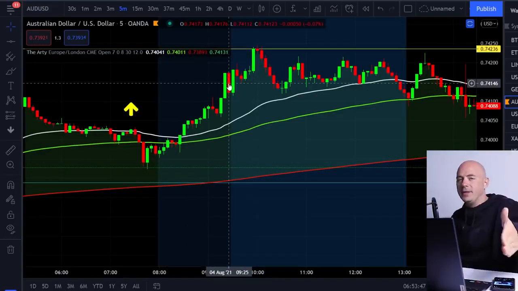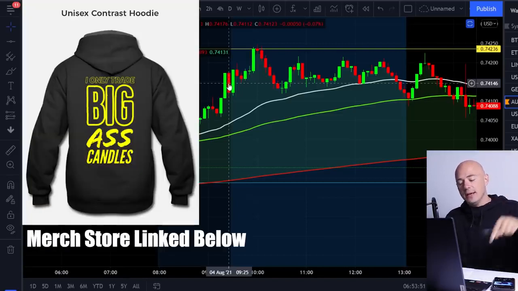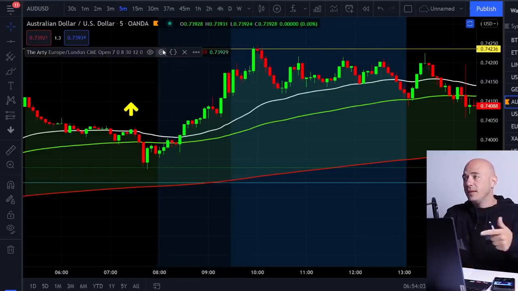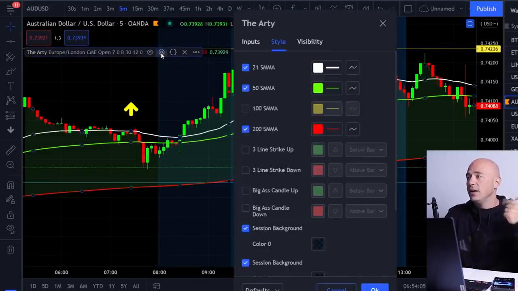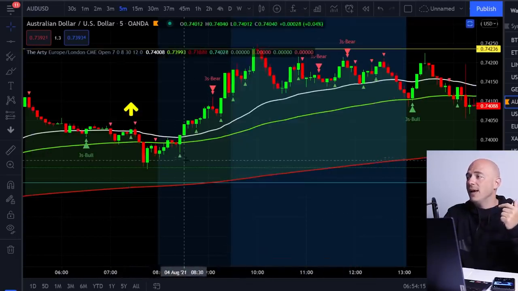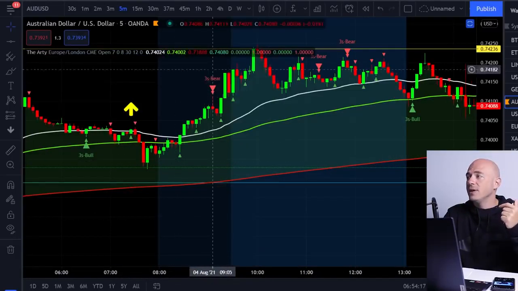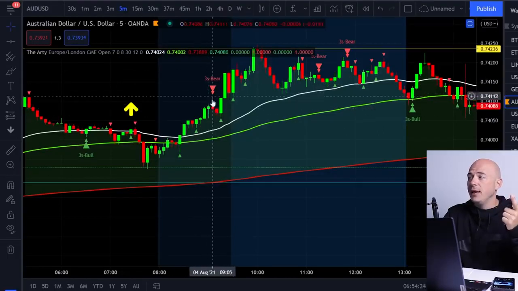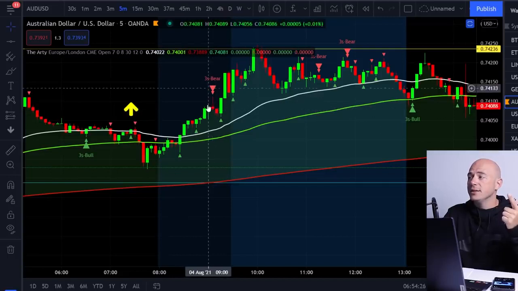Now, you guys that are familiar with the show know that I like to trade my big ass candles. Big ass candles are momentum moving candles. Big ass candles are engulfing candles and or 3-line strikes. Both of these you can see clearly on the indicator. Once I turn on all of these, you will now see every engulfing candle and every 3-line strike. These double arrows are 3-line strikes, meaning that there were 3 bullish candles and 1 engulfing bearish candle to the downside.